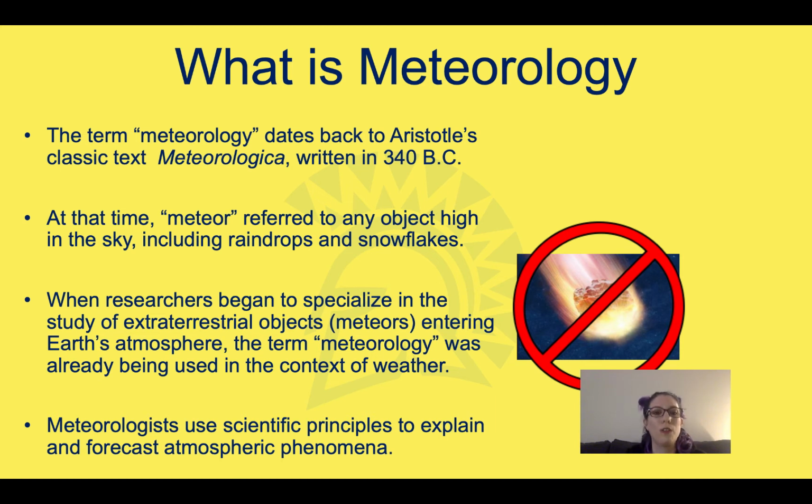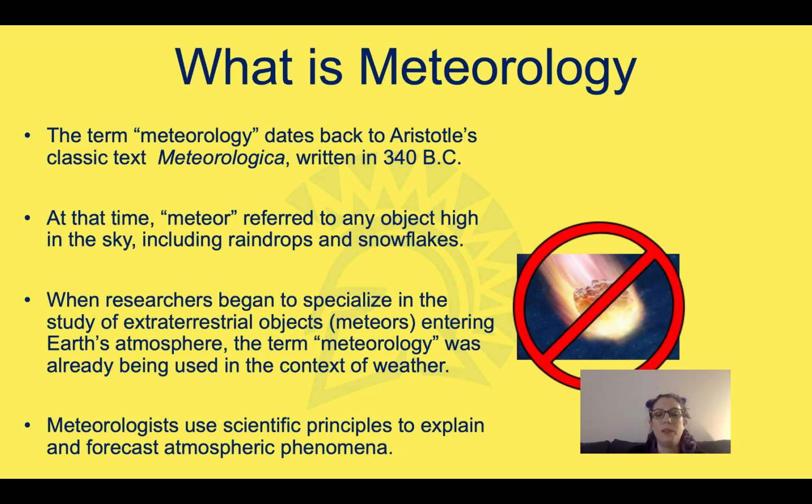Obviously, this was written a long time ago, but that term meteorologica, the whole idea of it, just stuck. At that time, meteor referred to any object that was in the sky. Okay, so raindrops, snowflakes, anything was a meteor. And we've kept that today, because a raindrop in meteorological terms is called a hydrometeor. It's just not in common terminology.